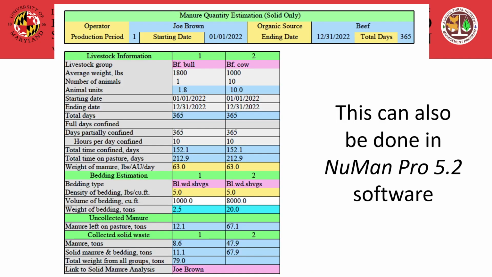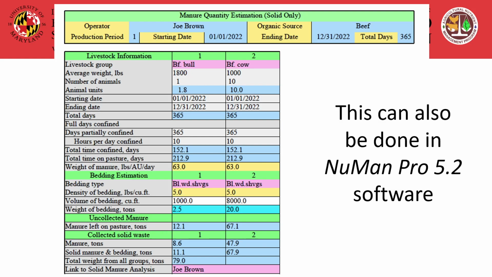The good thing is this can also be done right within NMP software. The newest version has actually a manure generation option in there. And it looks a little crazy, but it's actually pretty easy to click through. There's drop downs and areas to put stuff in. And it automatically pulls a lot of that information in for you, such as the weight of manure.